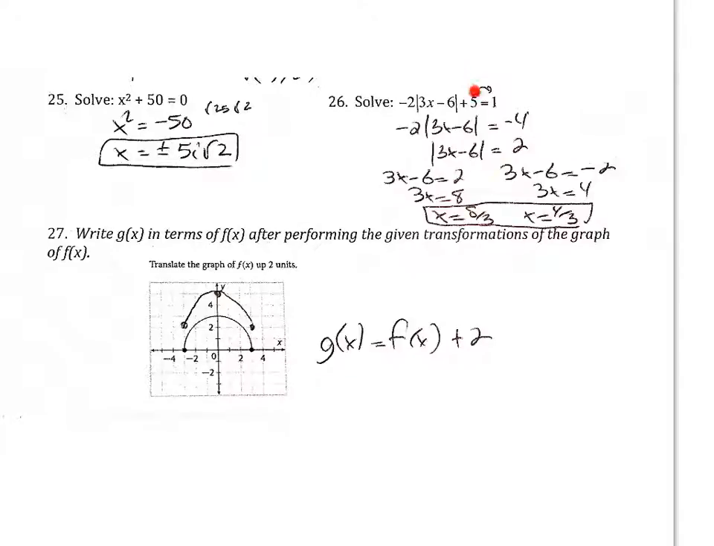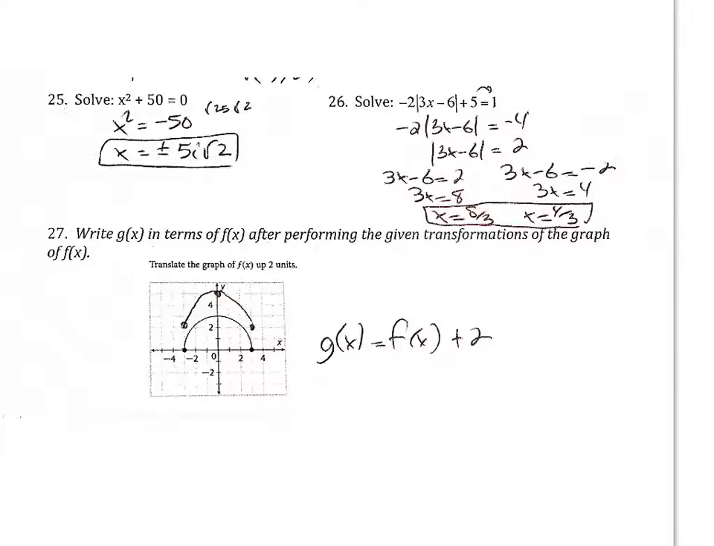This is equals. Move the 5 over, that gives you -4. Remember, do not distribute that -2. Divide both sides by -2. That gives you +2 there. Now do your 2 bars, 2 answers. 3x minus 6 is 2. It's also -2. Move the 6 over, divide by 3. Move the 6 over, divide by 3.